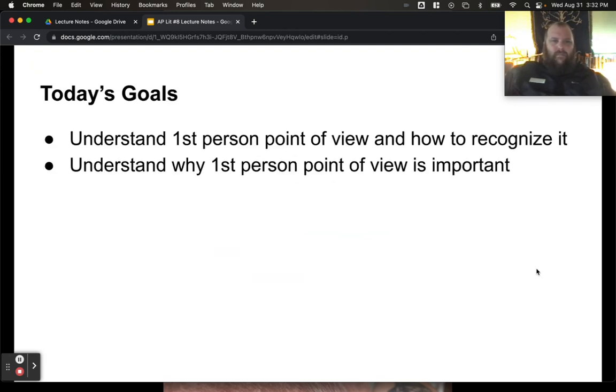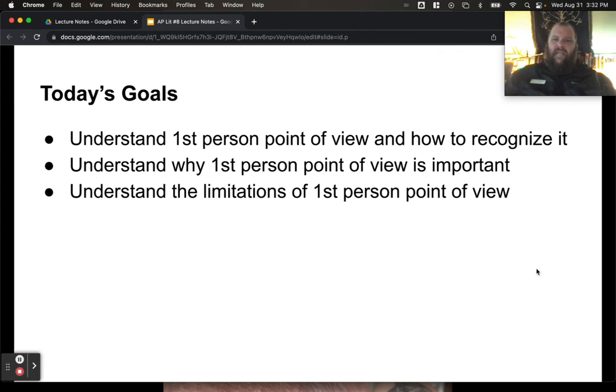So today's goals: to understand what first person point of view is, how to recognize it, and then understand first person point of view, why it's important, and understand its limitations.